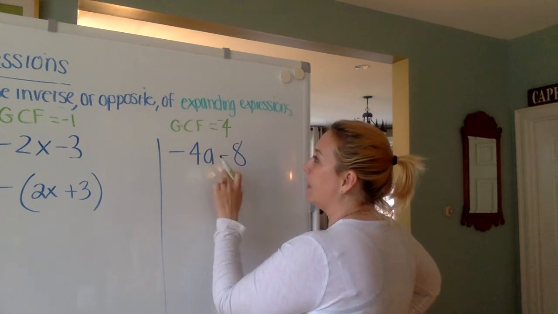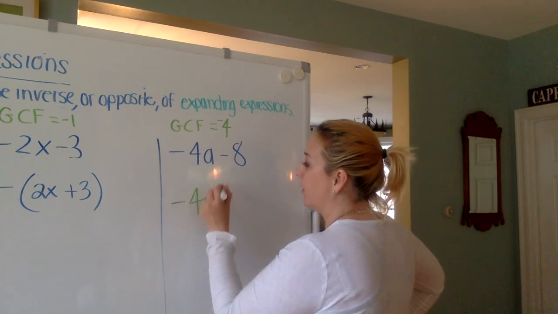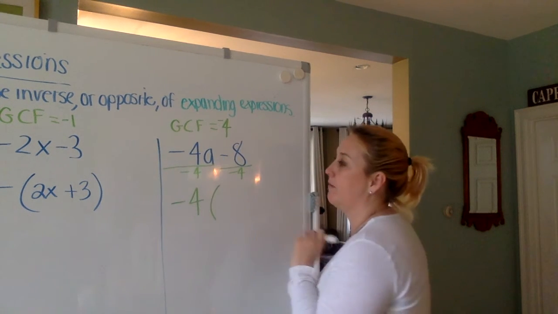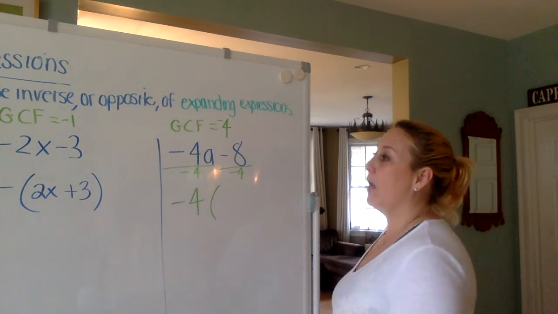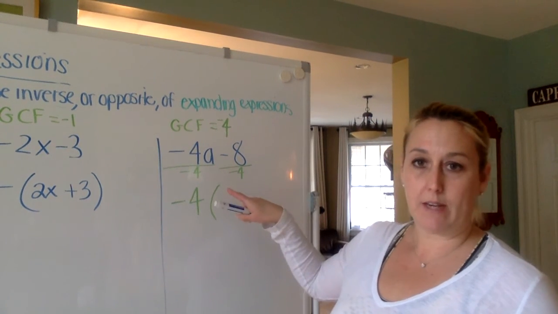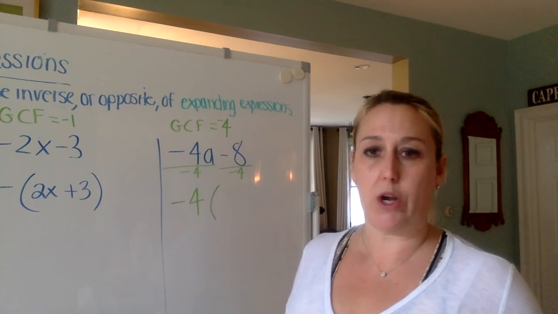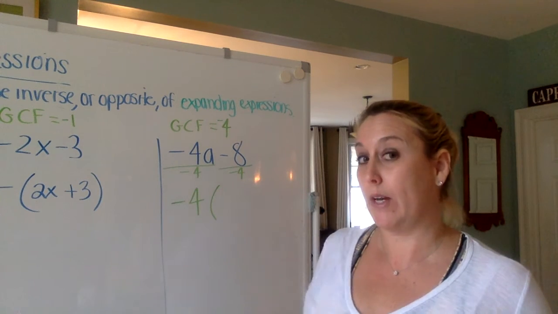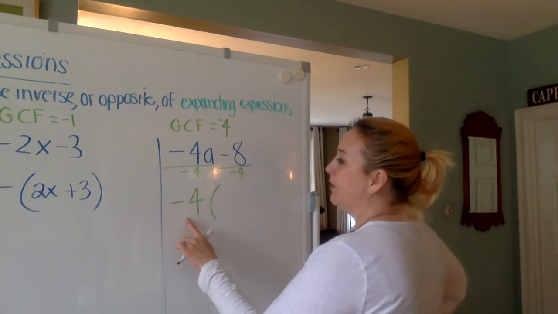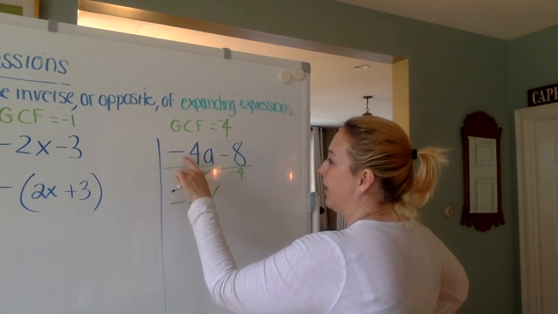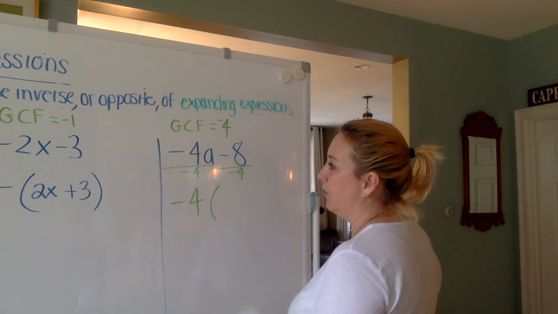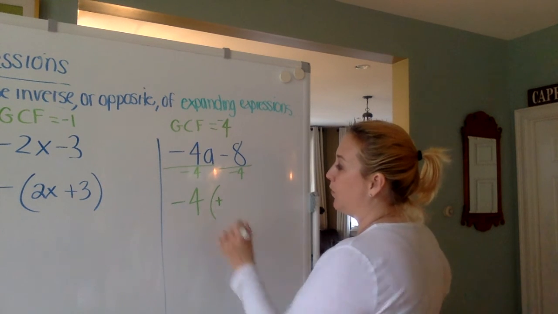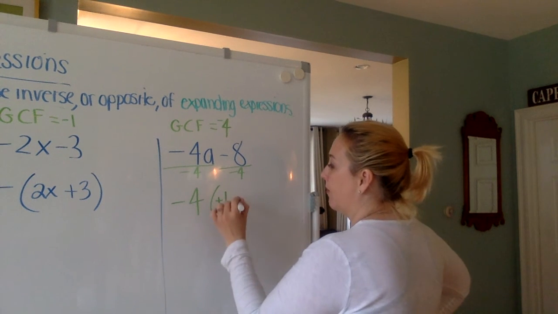And I see I've got some negatives here, so I'm going to pull out a negative 4. And I'm going to now divide these by a negative. Now, if I had all positives, if it was all addition, I wouldn't pull it out as a negative number. But because we have negatives, we're going to pull out a negative number. Negative 4a divided by negative 4. Well, a negative divided by a negative, of course, we know is a positive. 4 divided by 4 is 1, and then I bring along my a.